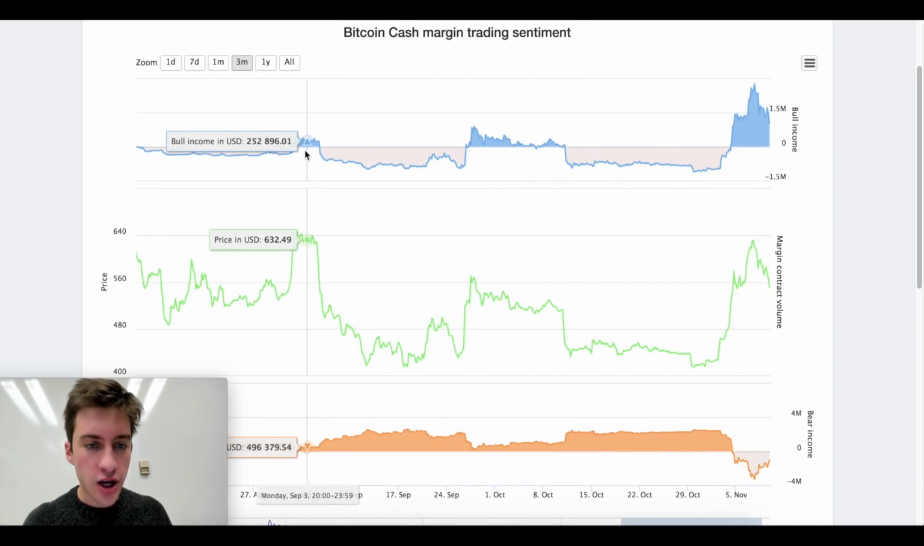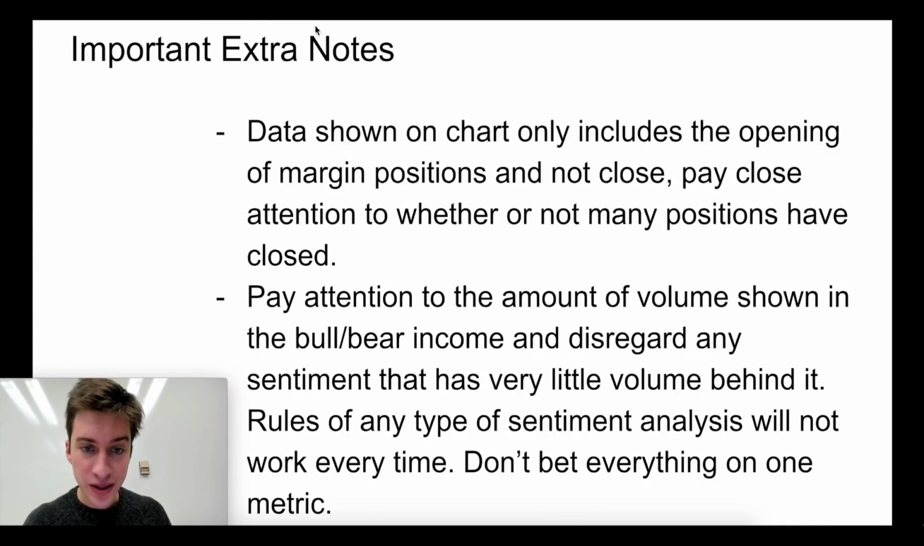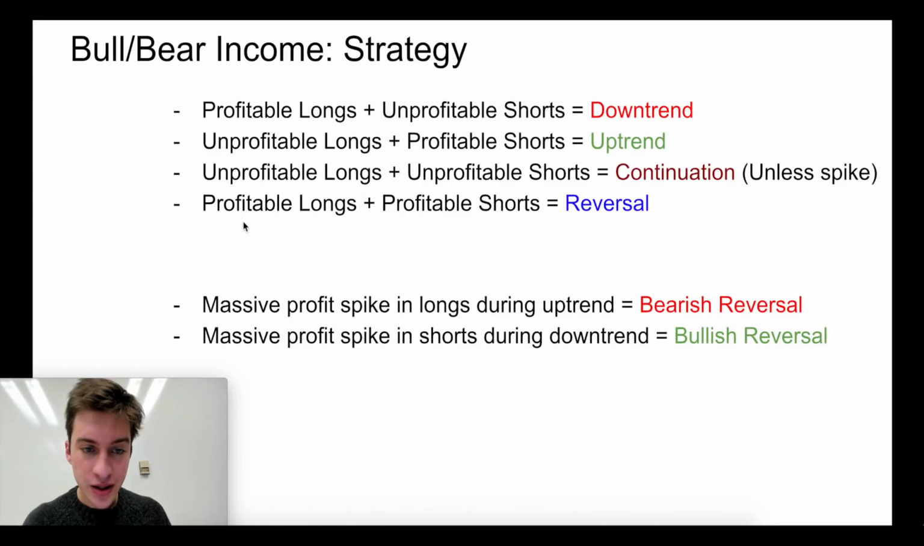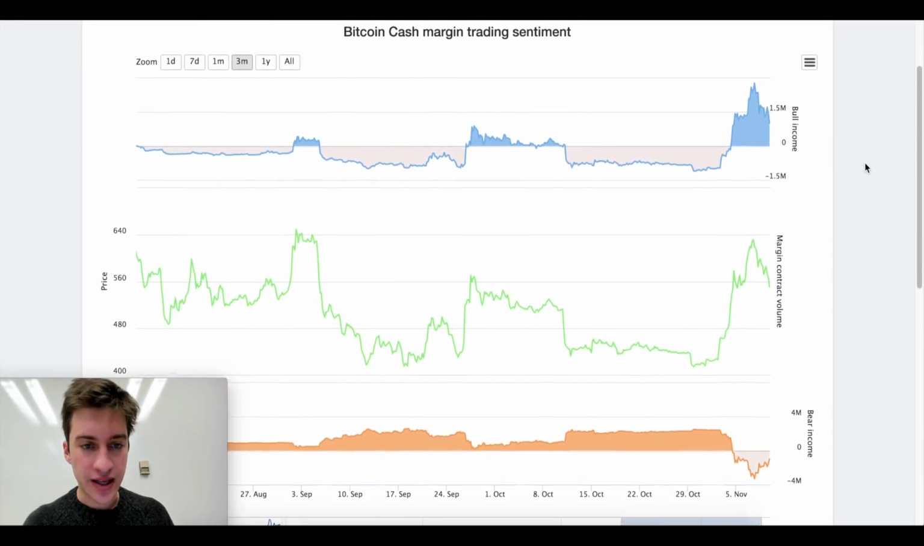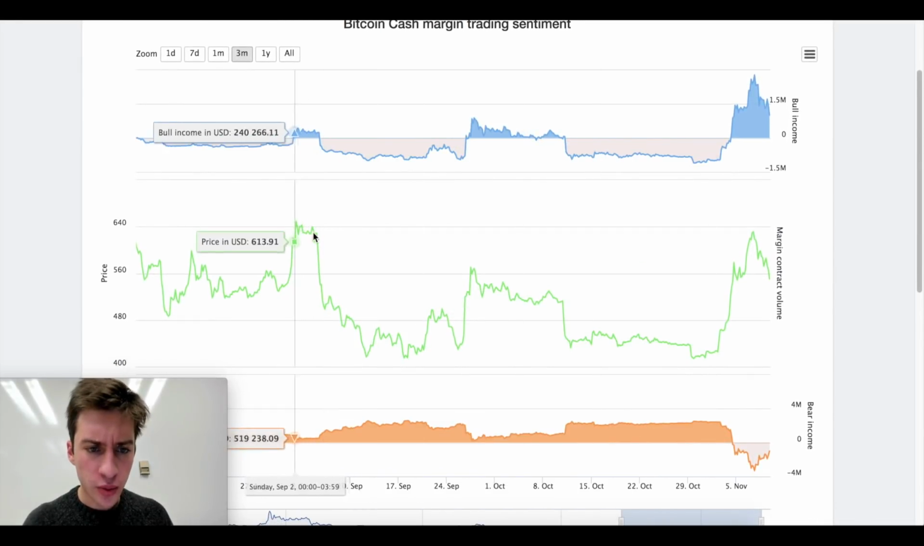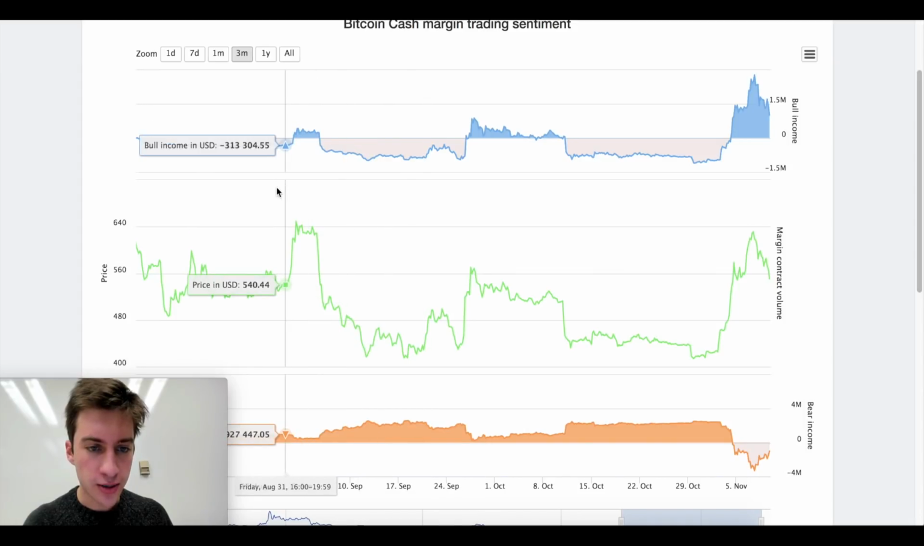Let me show that. Longs were finally in profit here, but the shorts were in profit there as well. What does my little handy dandy thing say here? When both sides are in profit, it's typically going to lead to a reversal because the market doesn't like it when both sides are in profit. That is typically not going to happen. But that does happen here, where we see both sides are in profit and then we go down.